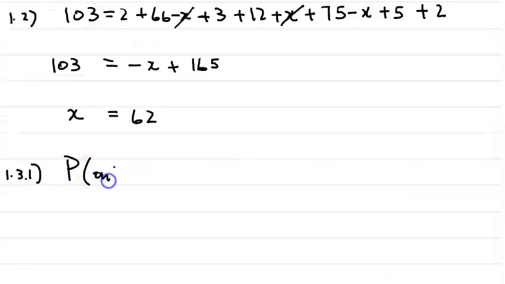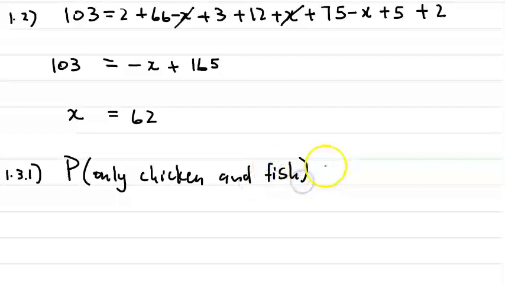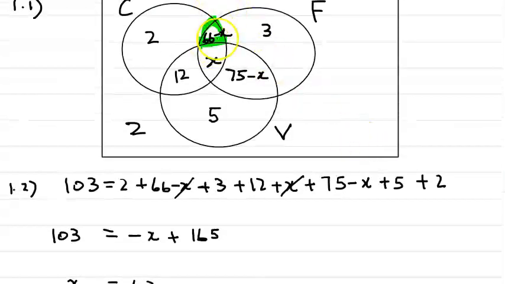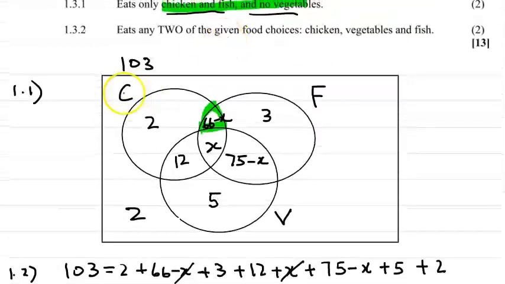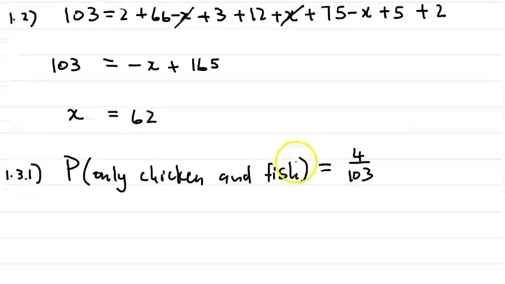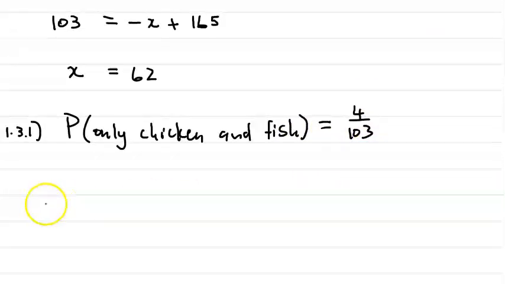It'll be as follows. So we'll write only chicken and fish is going to equal 4 over 103. Remember, once again, 66 minus 62 is going to equal 4, divided by your sample space. So 4 over 103.